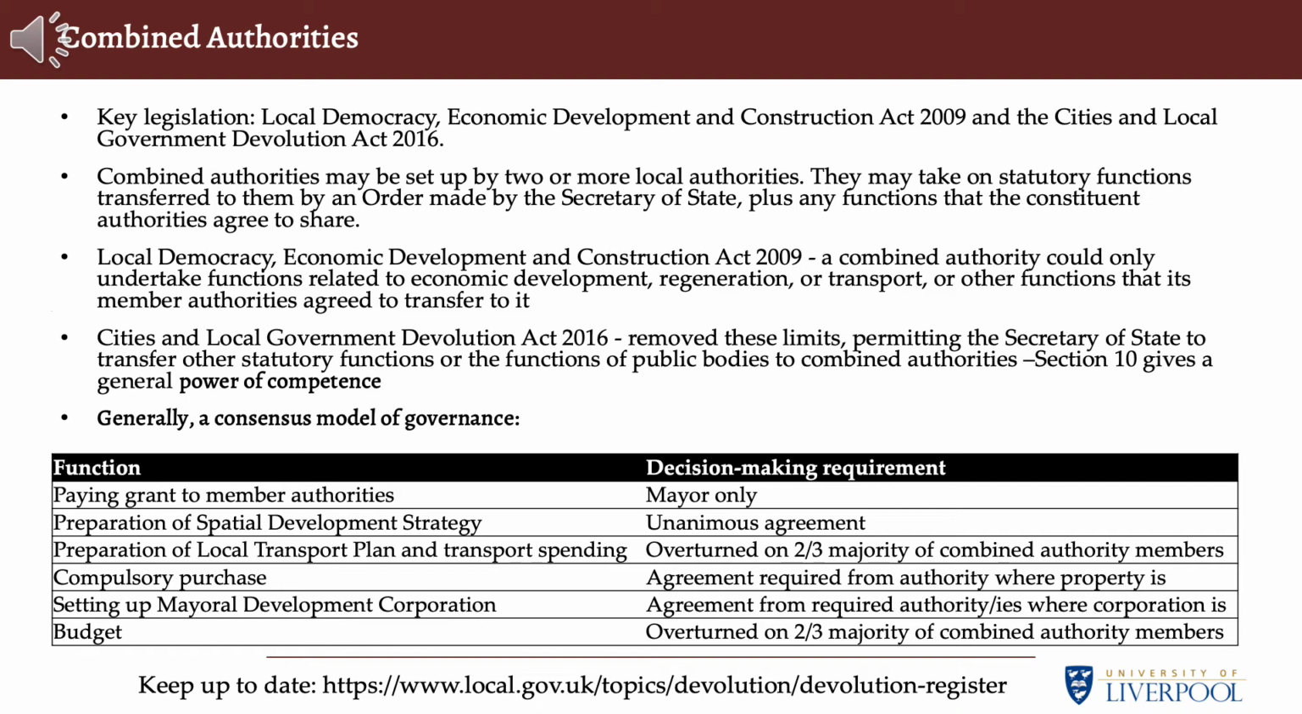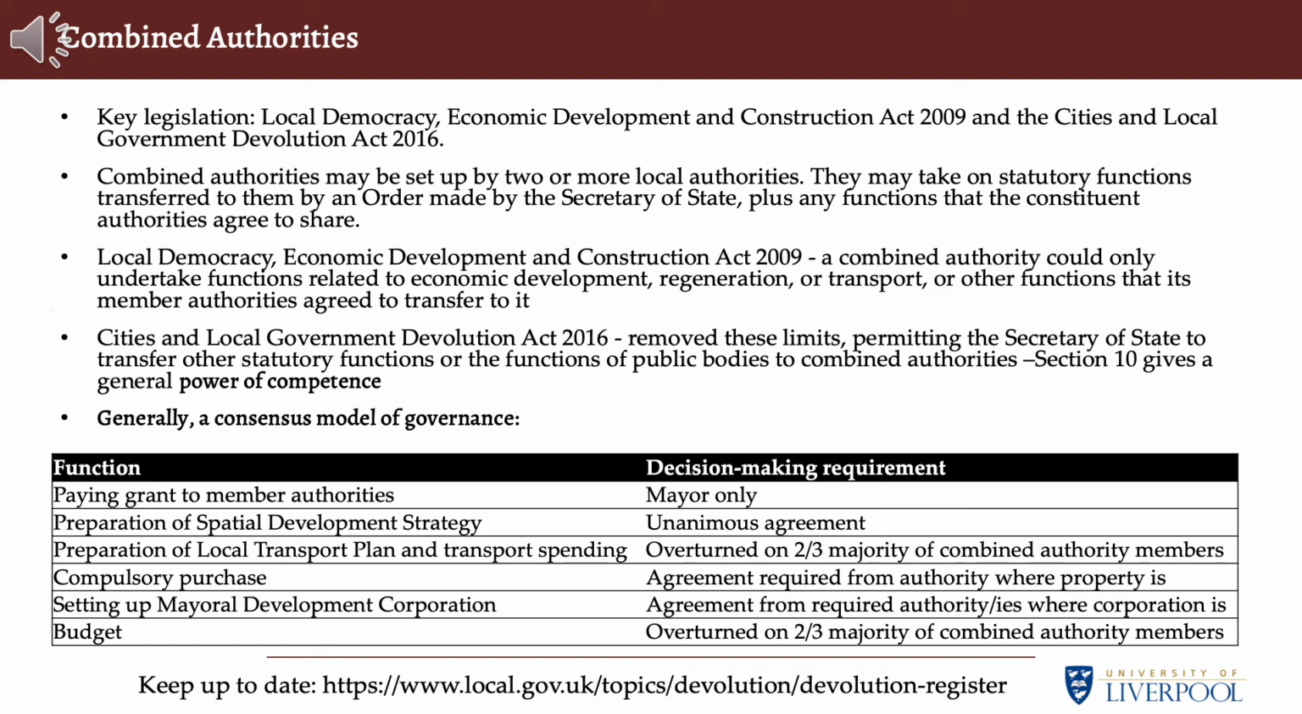Again, the Secretary of State has a lot of power, a lot of oversight here. So it's not a truly bottom-up process. Central government has to say yes as well. Section 10 of the 2016 Act permits the general power of competence for local authorities.